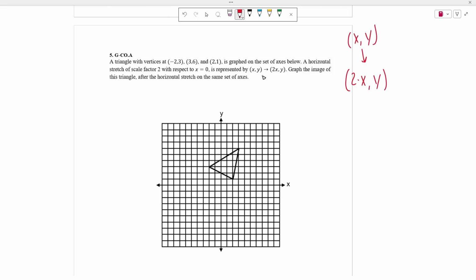So your job is to follow this transformation. Whenever you see 2 points with an arrow, that means that we're following this rule. This old point is being turned into this new point using this rule. In this case, the rule is (x, y) goes to (2x, y).